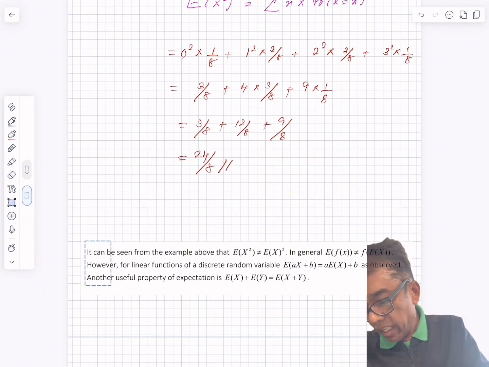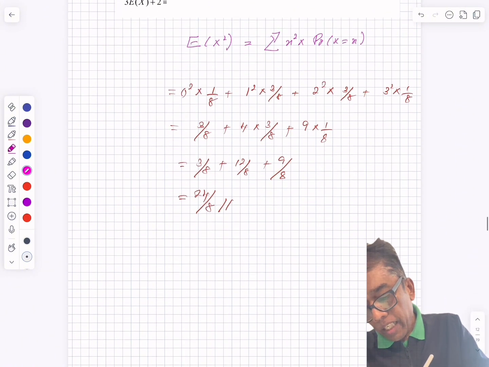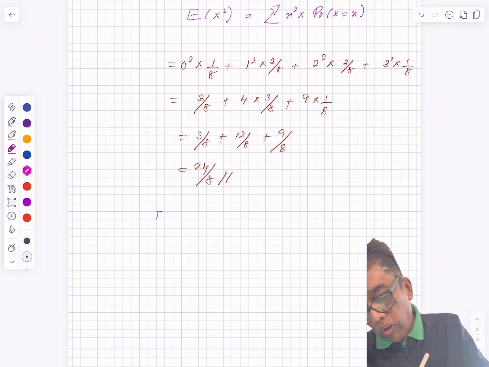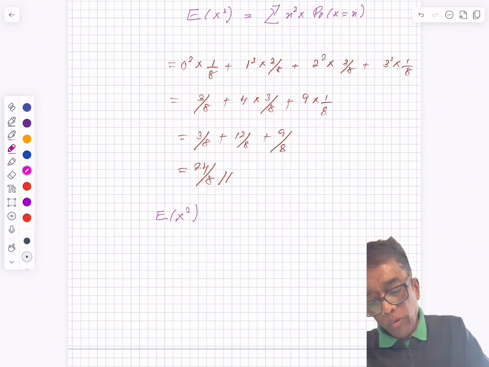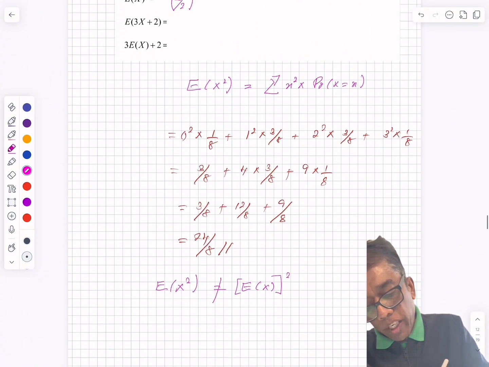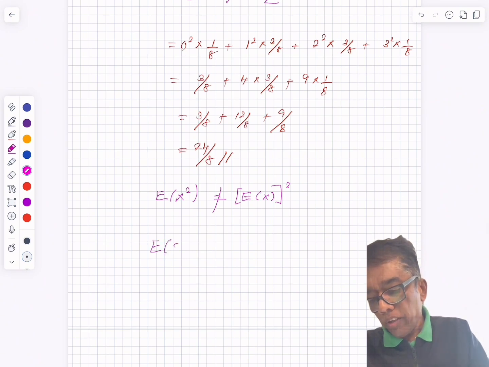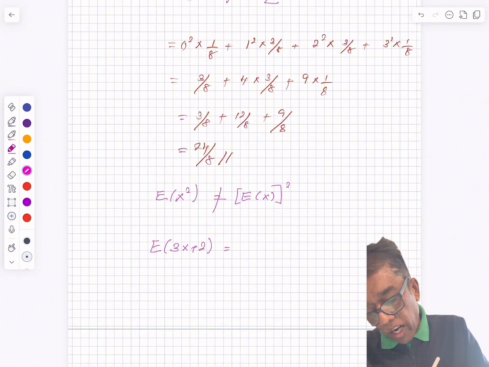Now the second one, we are asked to find (E(X)) squared. We know E(X) is 3 over 2, so it is 3 over 2 whole squared. Now we can say E(X squared) is not equal to (E(X)) whole squared. We have to know this. Okay, now we are asked to find V(3X + 2).